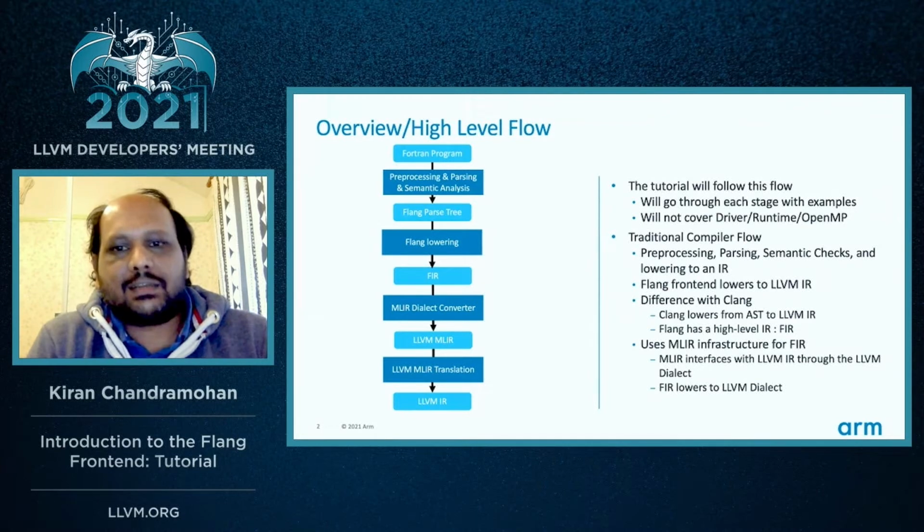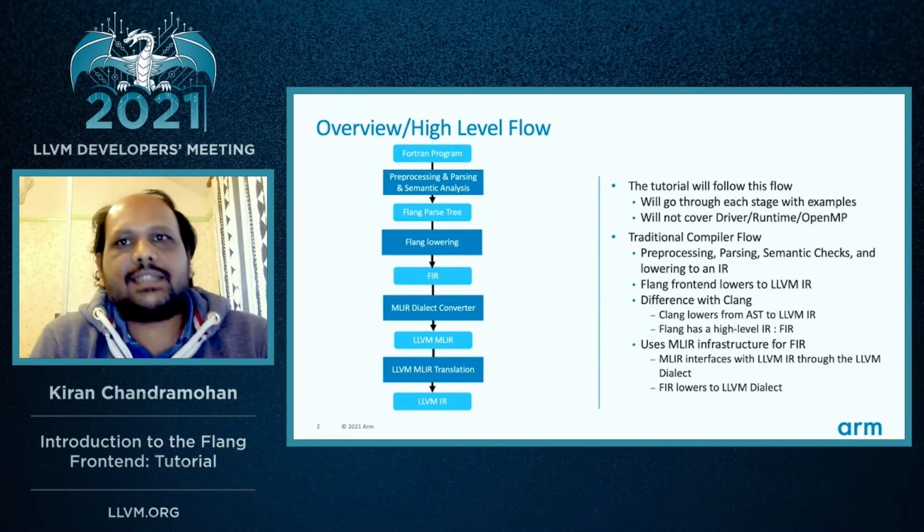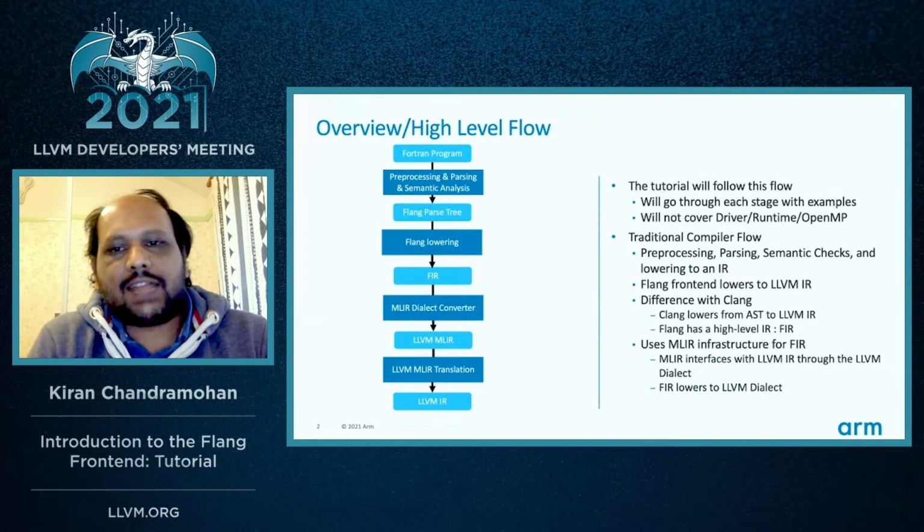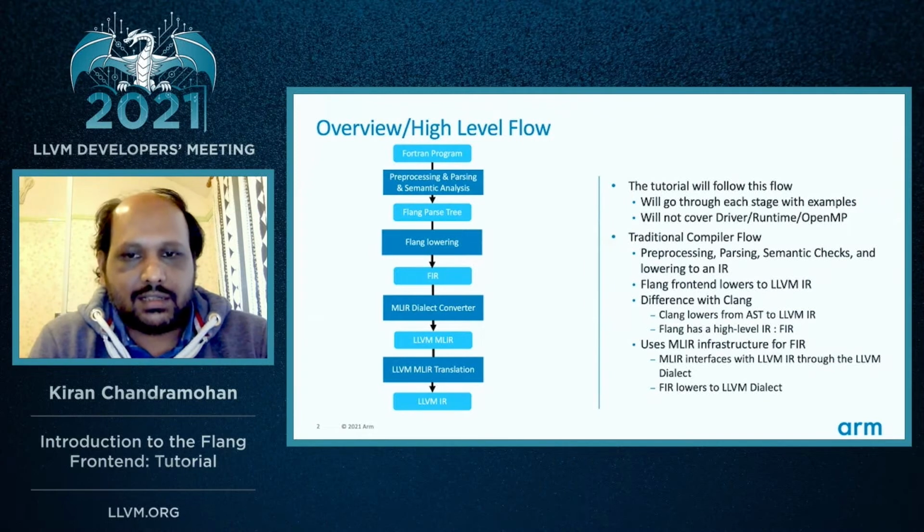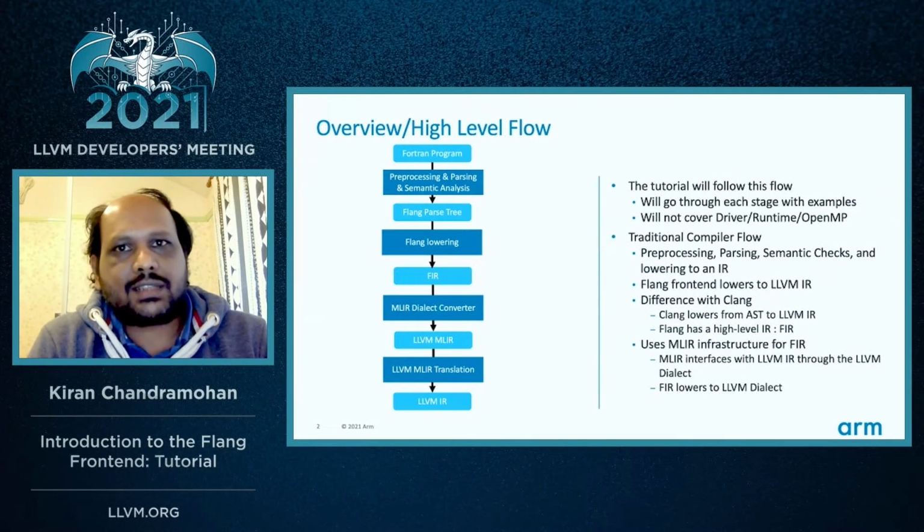Flang has a traditional compiler flow: the traditional stages of pre-processing, parsing, semantic checks, and lowering to an IR. The Flang frontend lowers to LLVM IR, which is similar to Clang. But the difference with Clang is that Clang lowers from the abstract syntax tree to the LLVM IR, whereas Flang lowers from the parse-tree to a high-level IR called FIR.